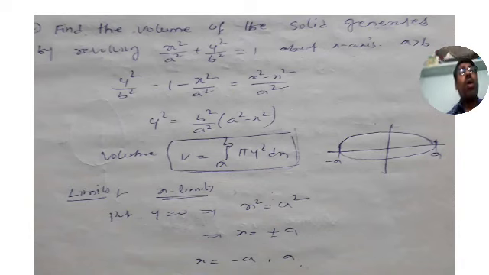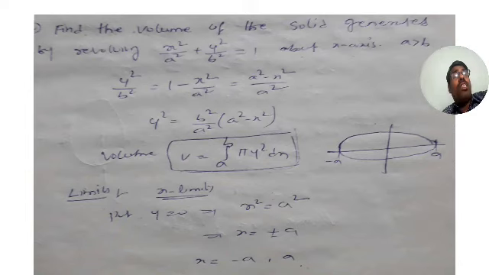You look at the problem, guys. Find the volume of a solid generated by revolving the ellipse. It is the equation of an ellipse: x square by a square plus y square by b square is equal to 1, about the x-axis. Since a is greater than b, the major axis is along the x-axis and the minor axis along the y-axis. Now you have to find the volume of the solid by revolving the ellipse about the x-axis.